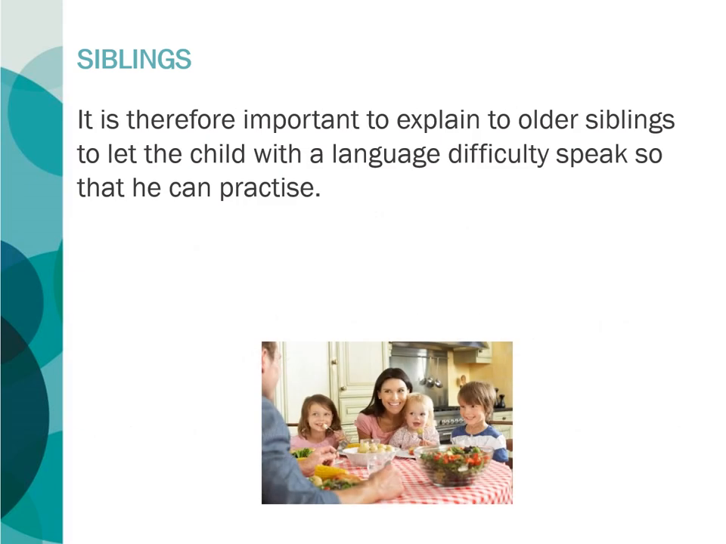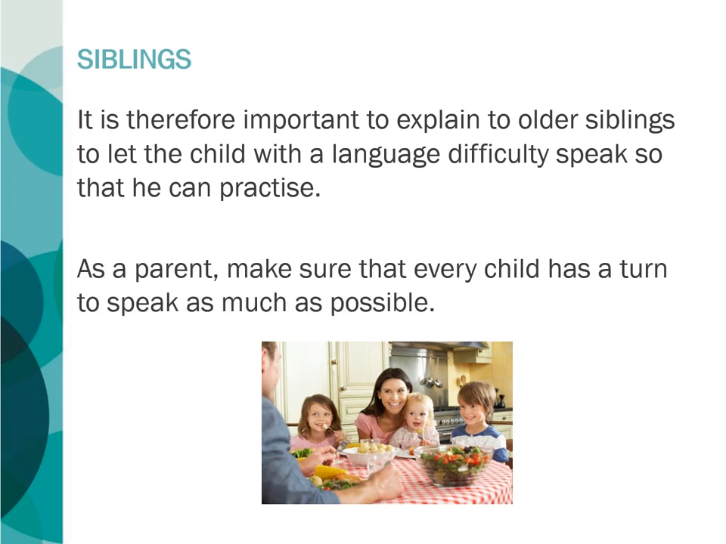It is therefore important to explain to older siblings to let the child with a language difficulty speak so that he can practice. It takes practice to learn how to ride a bike. The same applies to language. Practice is necessary. Give this concrete example of learning to ride a bicycle to the older siblings. As a parent, make sure that every child has a turn to speak as much as possible.